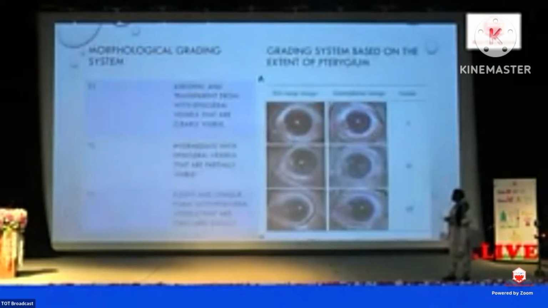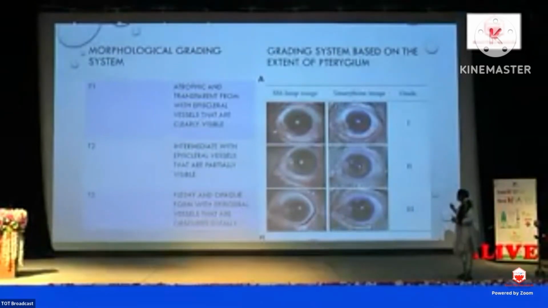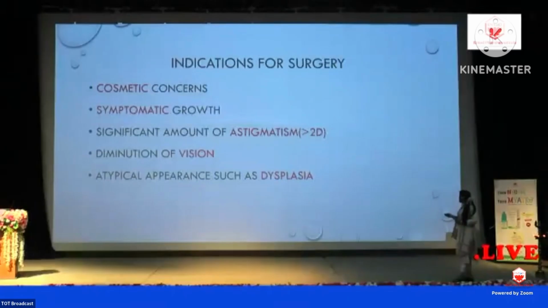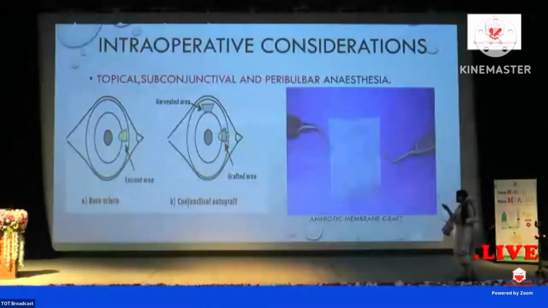Coming to the morphological grading system, which has 3 grades, T1, T2, T3. It's the TAN grading system, and Cow's grading system, based on the extent of pterygium, is also of 3 grades, 1, 2, and 3. Indications for surgery are mainly cosmetic concern, symptomatic growth, astigmatism, mainly more than 2 diopters, vision problem, and dysplasia. Intraoperative considerations: topical, subconjunctival, and peribulbar anesthesia are given depending on the type of surgery. And these are the grafts which are usually used: bare sclera, conjunctival autograft, or amniotic membrane graft.